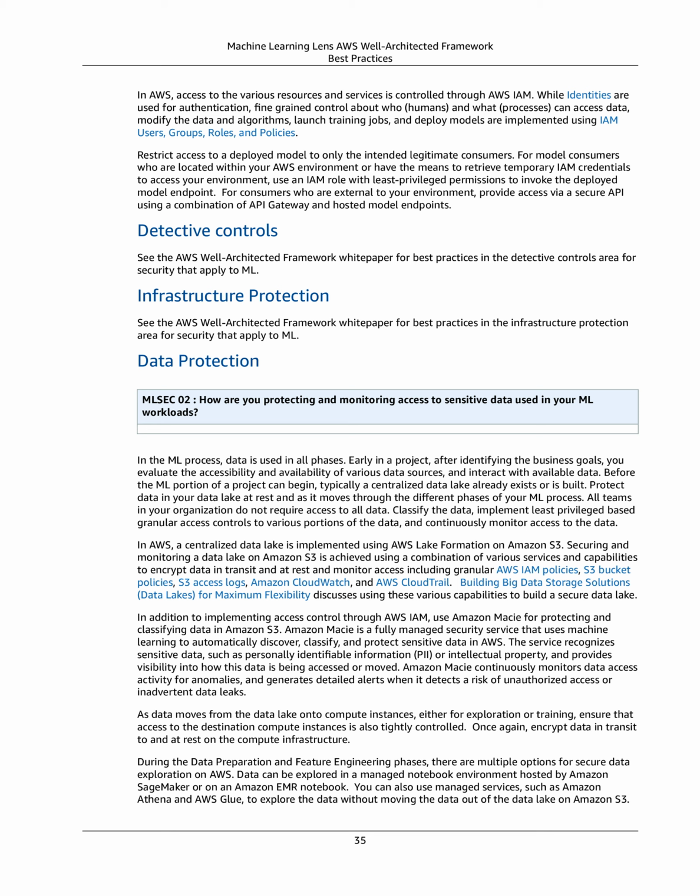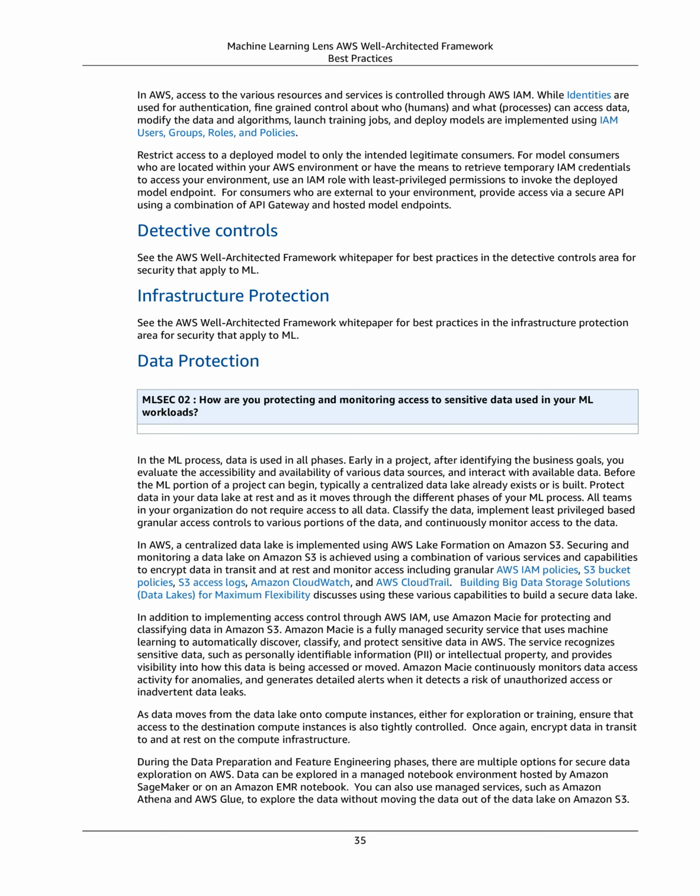Detective controls. See the AWS Well-Architected Framework whitepaper for best practices in the detective controls area for security that apply to ML. Infrastructure protection. See the AWS Well-Architected Framework whitepaper for best practices in the infrastructure protection area for security that apply to ML.